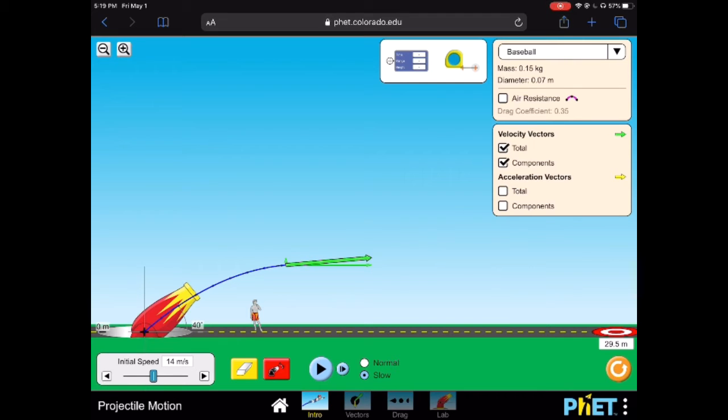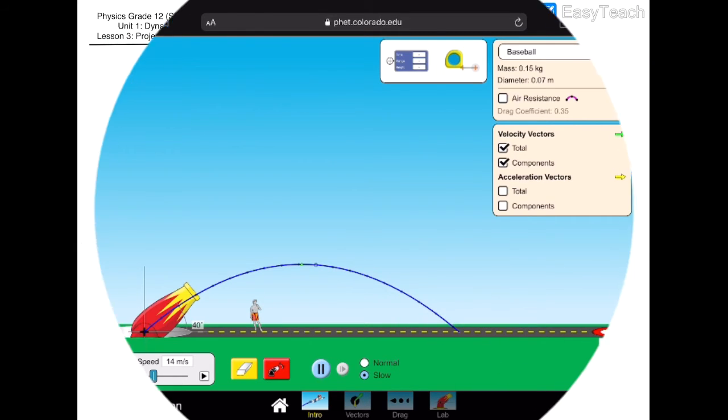Then after it reaches the maximum height, as the object moves down, the arrow actually points downwards. Okay, and it gets bigger because as the object comes down, the magnitude of the velocity in the vertical direction is getting bigger, right? And until it hits the ground.